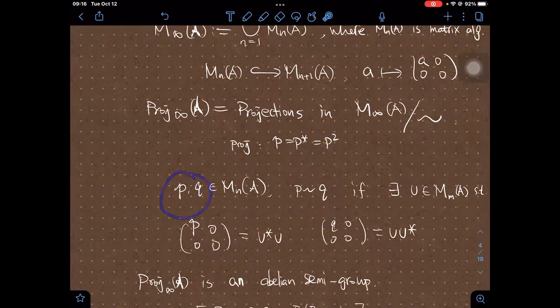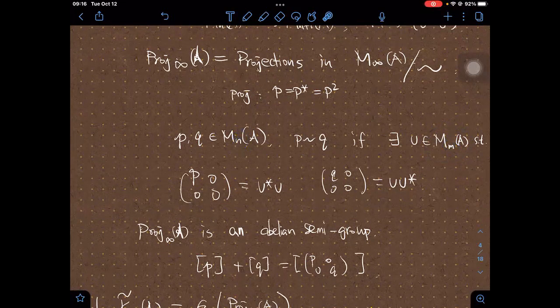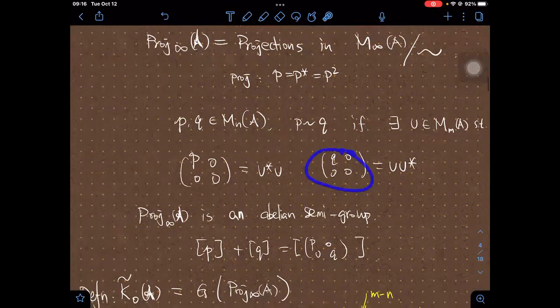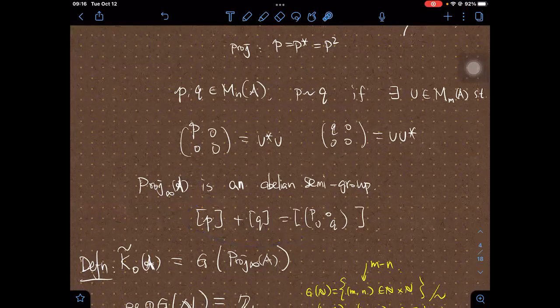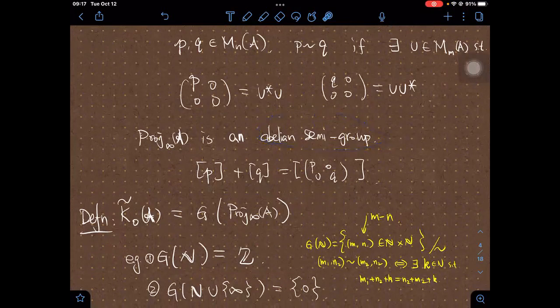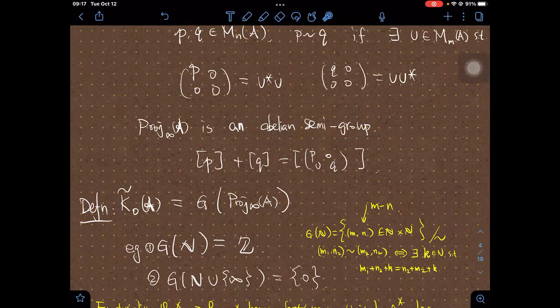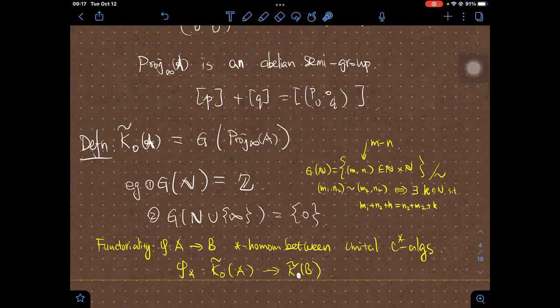What is the definition of the equivalence? If you have two projections, they are equivalent if you can find some other operator V in the matrix algebra, maybe of a bit bigger size than P and Q, such that V star V equals the enlarged size P, and V V star equals the enlarged size Q. Under this equivalence, we will have an abelian semigroup, with addition: the class of P plus the class of Q equals the class of P direct sum Q. The abelian semigroup is not good enough for us, because a semigroup is usually a bit harder to compute. So we can make it into a group, which is called a Grothendieck group.